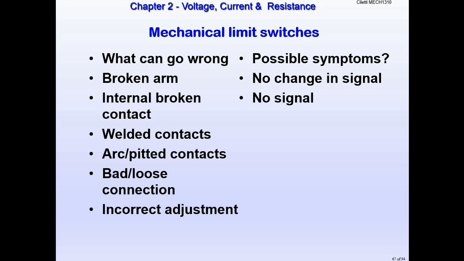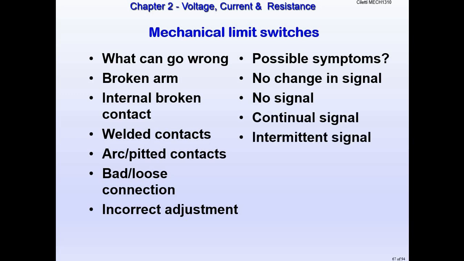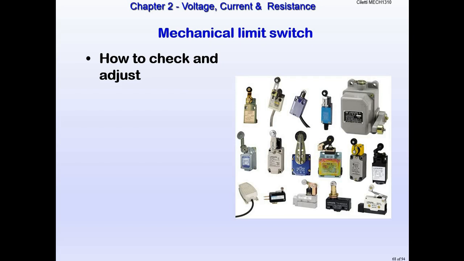So what are some symptoms that the limit switch is out? No change in signal, no signal, continual signal. For us, maybe the motor doesn't stop or the clutch doesn't kick in, or the clutch does kick in, the motor won't stop because the signal wasn't reached that the carriage actually moved to the position that it's in. How to adjust and check.